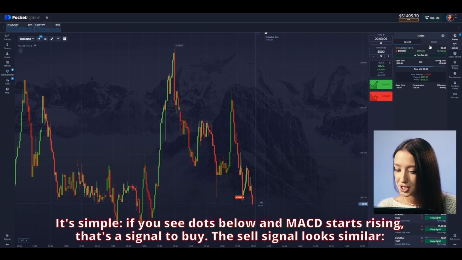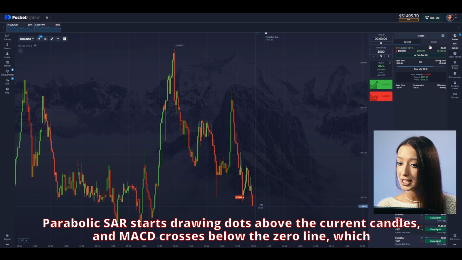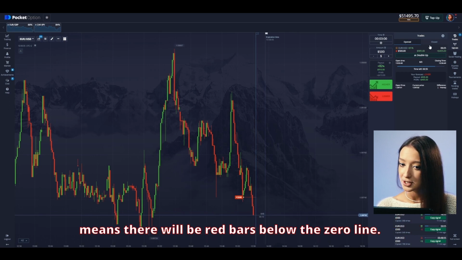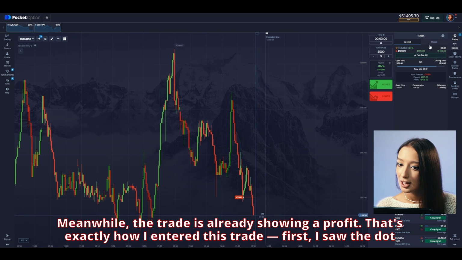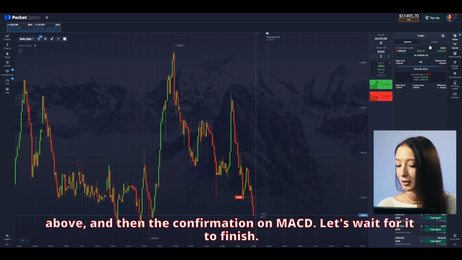The sell signal looks similar. Parabolic SAR starts drawing dots above the current candles and MACD crosses below the zero line, which means there will be red bars below the zero line. Meanwhile, the trend has already shown a profit. That is exactly how I entered this trade. First, I saw the dots above and then the correction of MACD. Let's wait for it to finish.